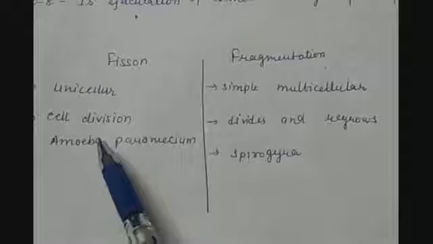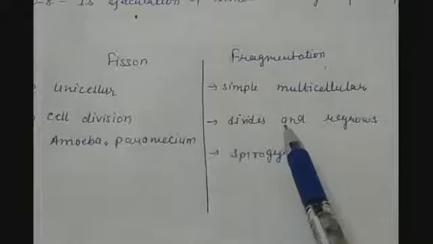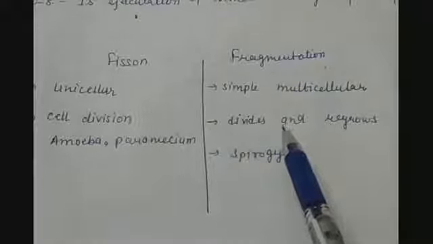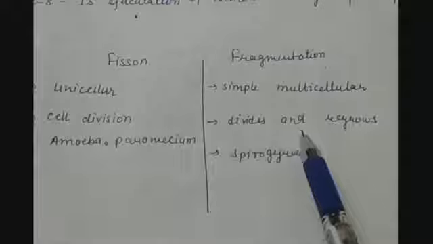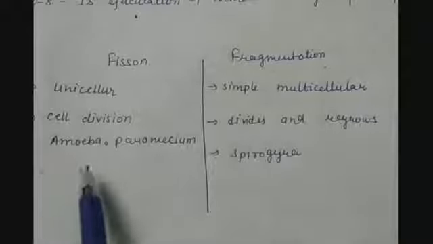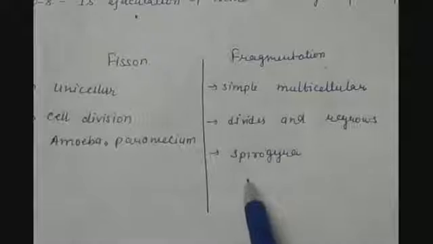So here the cell division takes place and then the separation of the two cells takes place, or the daughter cells are formed. But here first the organism gets divided into several parts and then the fragments, or the parts, regrow and form the complete organism. In fission, we can have the example of amoeba and paramecium, and in fragmentation, we can have the example of Spirogyra.